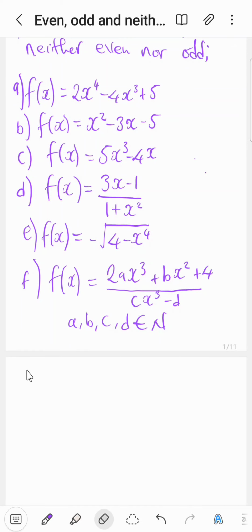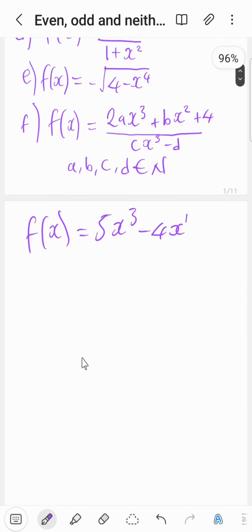Okay, c. So we have f of x equals 5x to the power 3 minus 4x. Okay, so someone wants to do the magic here. This is odd and this is odd, so we know that our function will be odd, but you need to prove that. Let's go and prove. You show them that you know what you're talking about. Let's go.